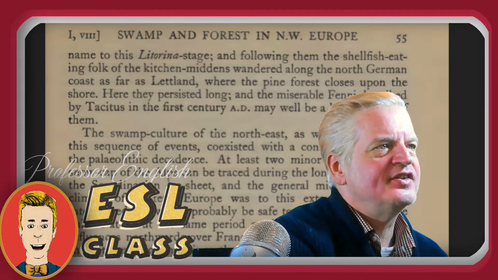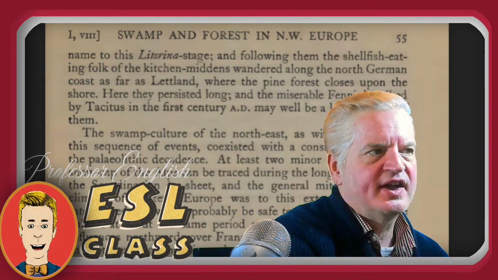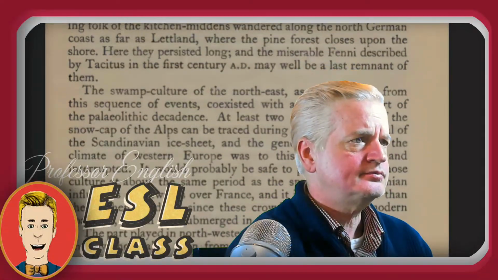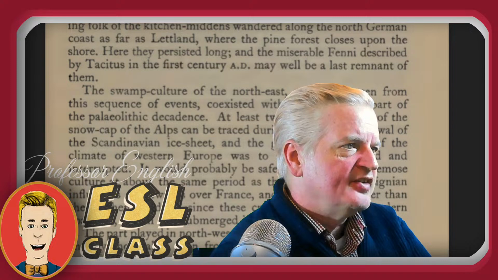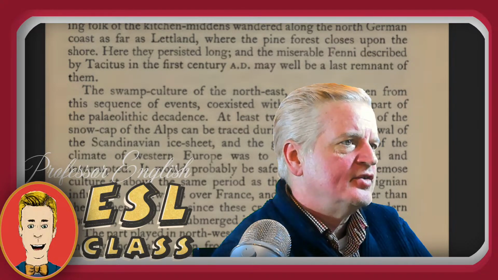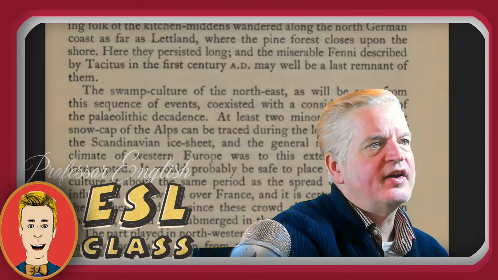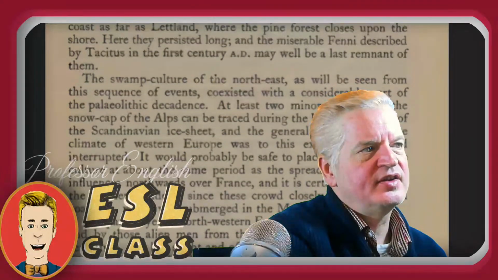Okay, where do we see that? So following them, the shellfish-eating folk of the kitchen middens wandered along the North German coast as far as Lettland, where the pine forest closes upon the shore. Hence they persisted long, and the miserable Feni, described by Tacitus in the 1st century A.D., may well be the last remnant of them.